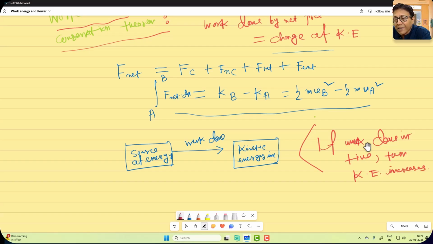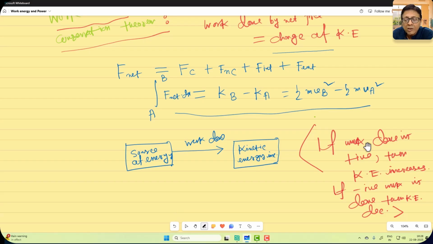But work done may be negative. If negative work is done, then kinetic energy decreases. Okay? So I am assuming that it is increased. So work is the factor. From the source of energy, if some work is done, then kinetic energy will increase. So to change the kinetic energy, work has to be done. This is our basic fact.